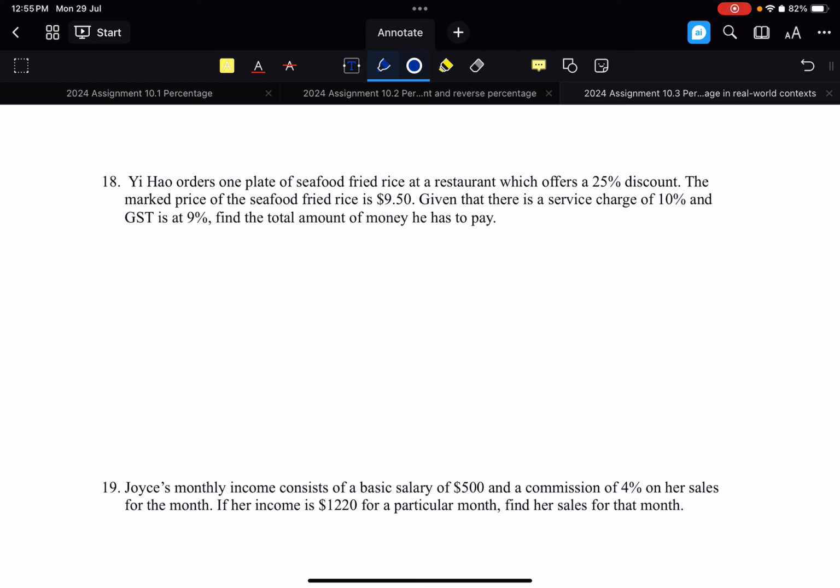Ihao orders one plate of seafood fried rice at a restaurant which offers a 25% discount. The marked price of the seafood fried rice is $9.50, given that there's a service charge of 10% and a GST of 9%. Find the total amount of money he has to pay. Right, so let's work this one out. The price after the discount is actually 75% of the marked price, which gives us 7.125.